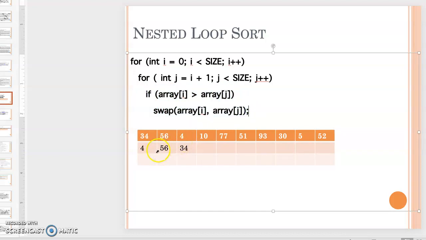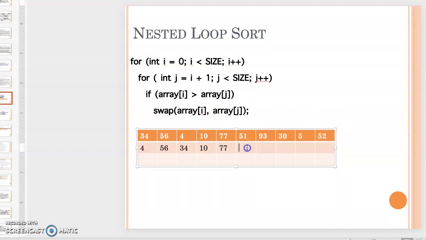We continue. Since we finished with 4 and swapped, now 4 is at the beginning. 4 is smaller than 10, wonderful, continue. 4 is less than 77, less than 51, less than 93, less than 30, less than 5, less than 58. That's why after the first iteration, our array will look like this, because the rest didn't change value. So you can see in this nested for loop algorithm, each iteration puts the smallest value in the correct location. That's why I continue with the second iteration.